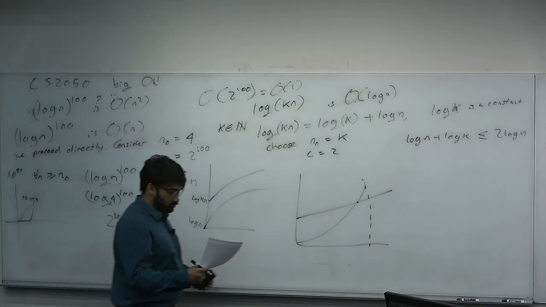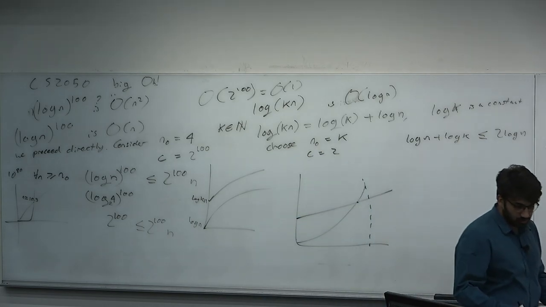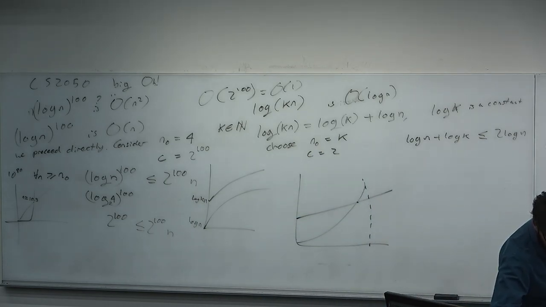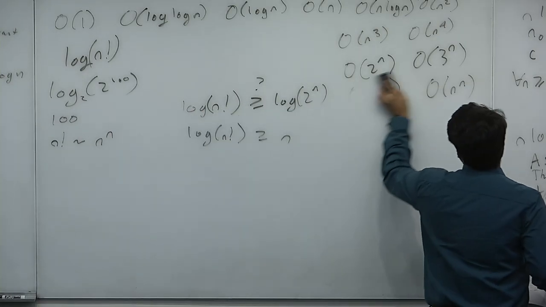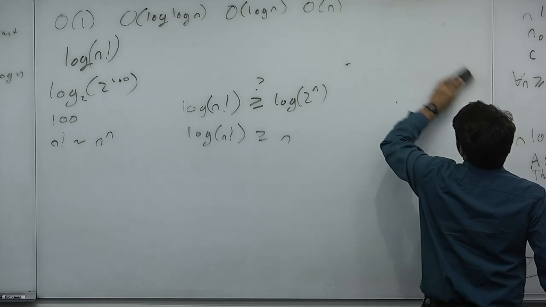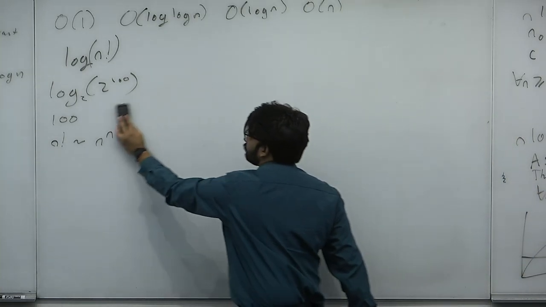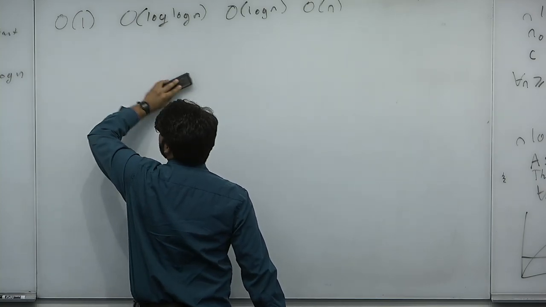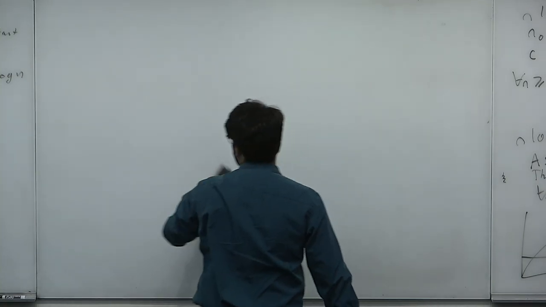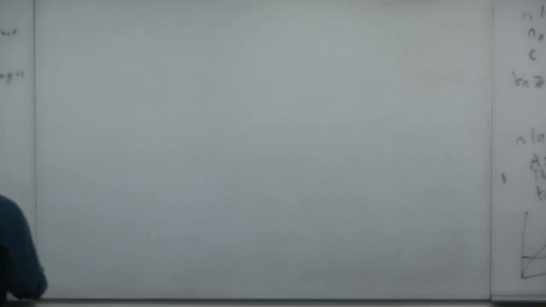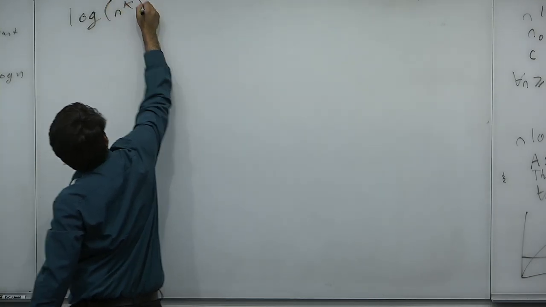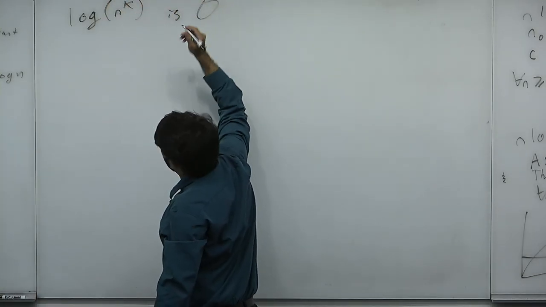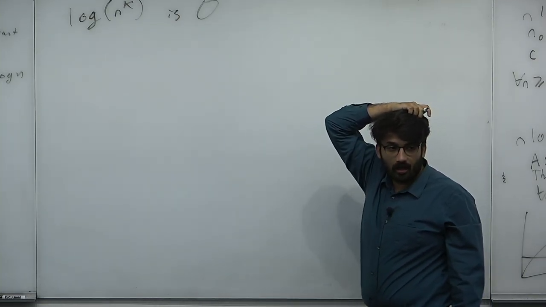Let me do 2 more log questions, and then we'll do another big O proof. Okay, so we said log kn is O of log n. What about log of n to the k, for k some constant? Do we expect this to be log n again? Why?